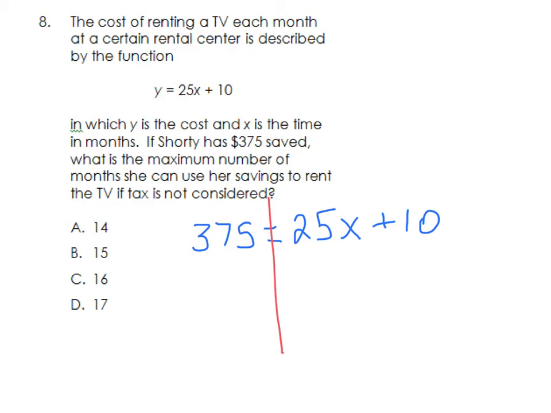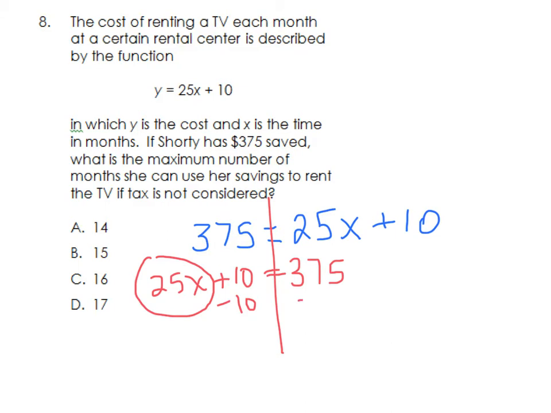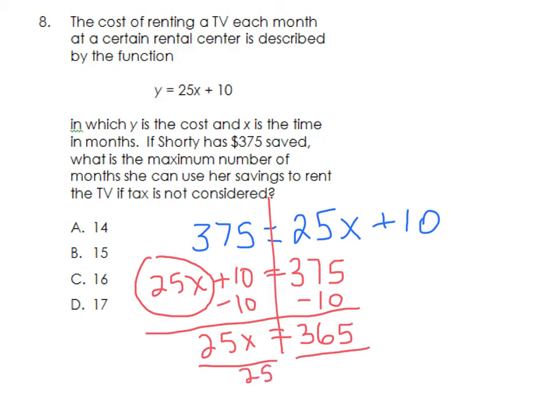So first thing I'm going to do is just turn it around. 25x plus 10 equals 375. And since I'm solving for x, I know that I have to zero out the other terms. I'm going to zero out my 10. I'm going to do the same thing on both sides. And I've got 25x equals 365. So when I divide both sides by 25, my answer is 14.6.